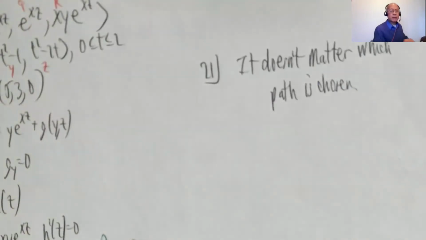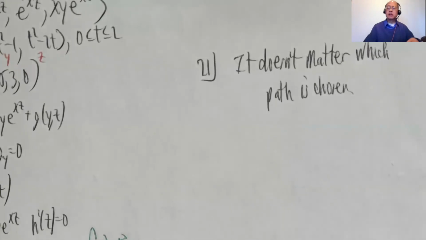Well, because of path independence for conservative vector fields, it doesn't matter which path is chosen. You can't improve. It's going to be the same answer no matter what. Okay, so that was section 16.3.